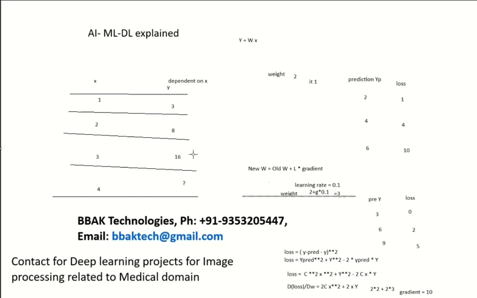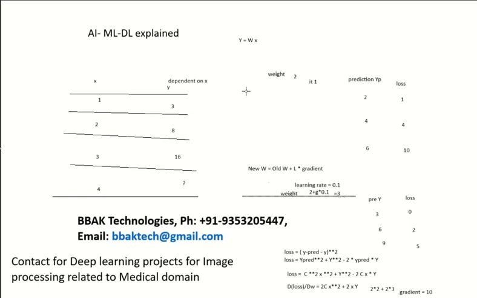So according to this table, we have 1, 2, 3 records, but we don't have the answer for 4. When x is 4, what is the answer? We don't have the answer for 4. Right now we have only 3 records, the actual y value for a given x. You need to train the model with these 3 records, so that our model should predict for 4 or 5, whatever it is. That is the idea.